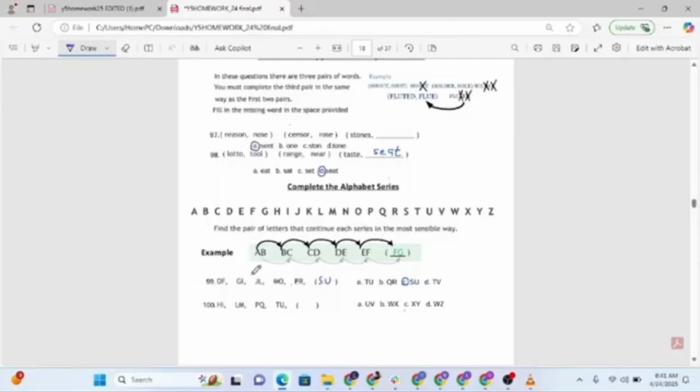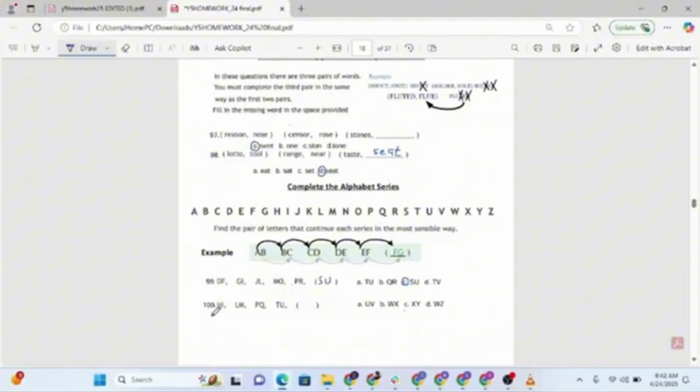Now look at the second letter in each pair. F becomes I, becomes L, becomes O, becomes R. Again, we are moving forward by 3 letters. F plus 3 is I, plus 3 is L, plus 3 is O, plus 3 is R, plus 3 is U. So the next pair in the series is S, U. That is option C.